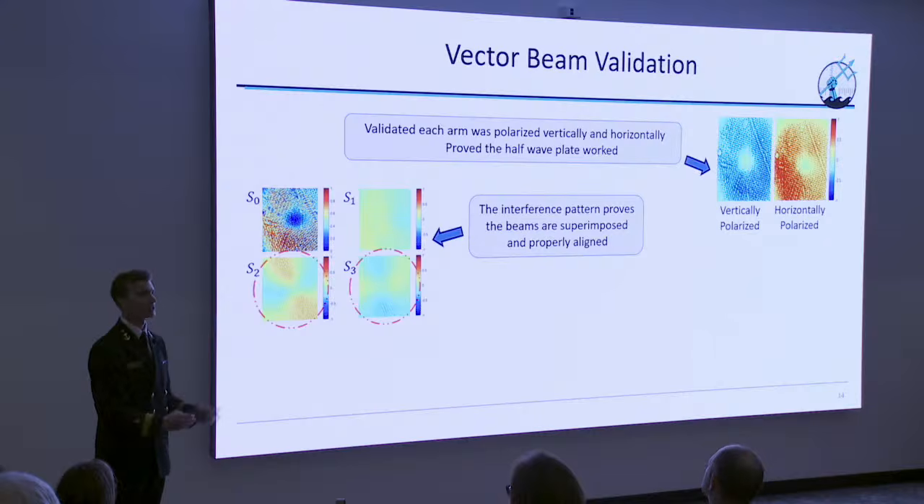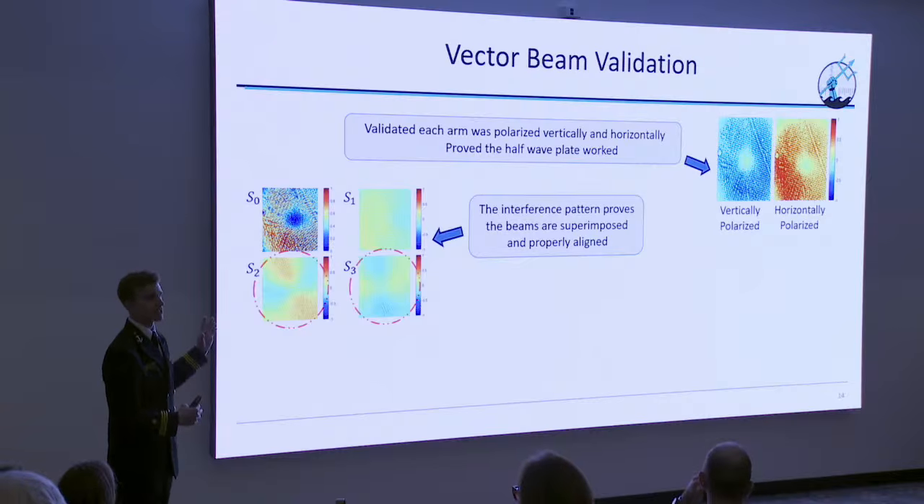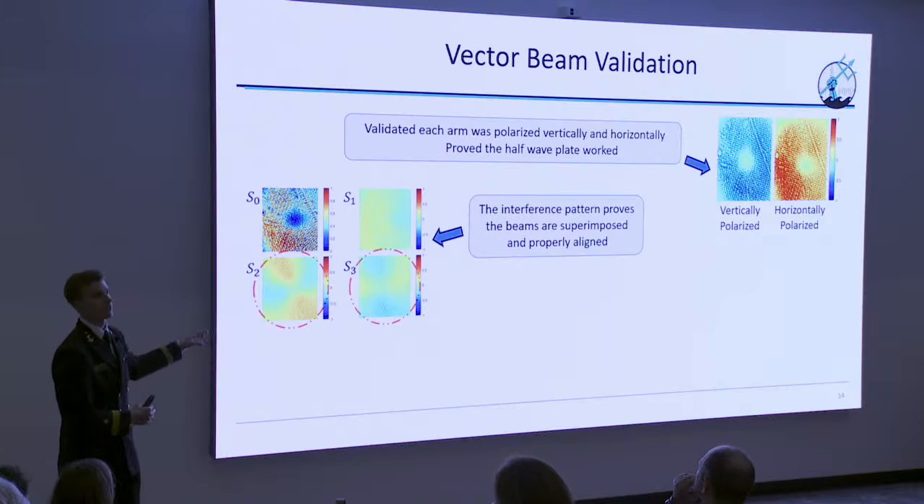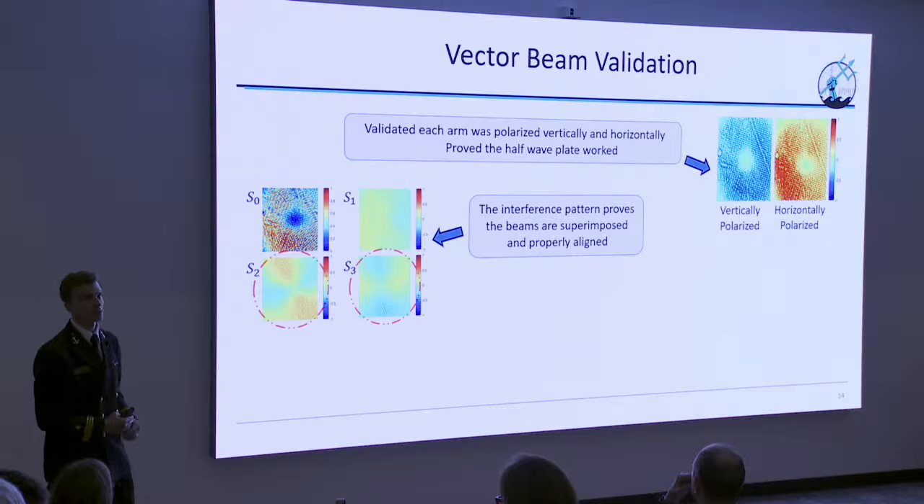Well, this might not look like much to you all. This is actually exactly matching the theory of how these beams will interact. And this proved and validated that we actually did make the vector vortex beam, and that we had this spatially varying polarization structure across the wavefront.